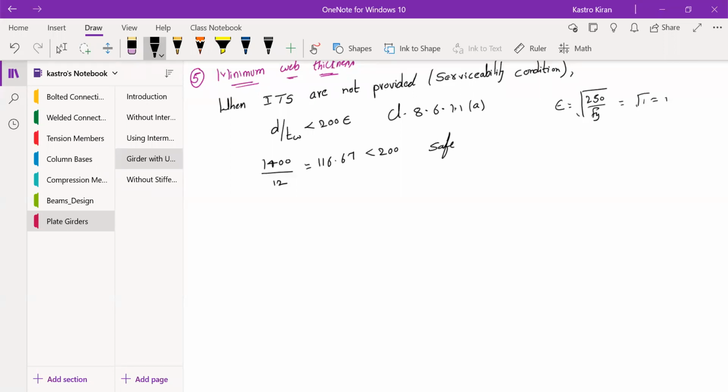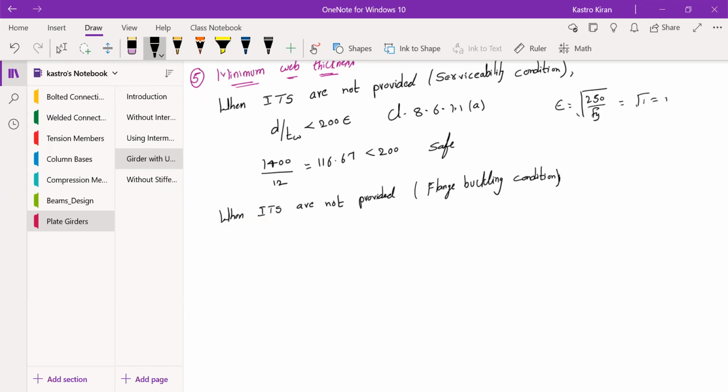Along with the serviceability condition, you also have another condition, which is the flange buckling condition. We have to solve for that also. So when intermediate transverse stiffeners are not provided, based on flange buckling condition, you have these two conditions.